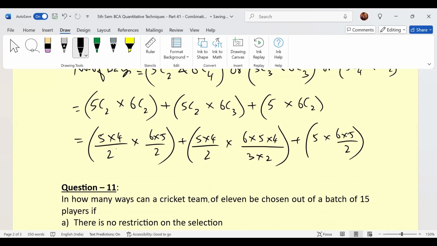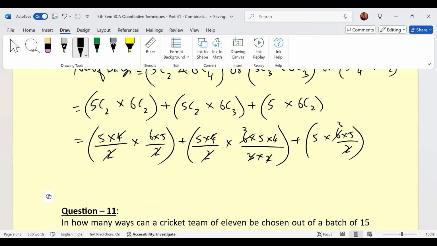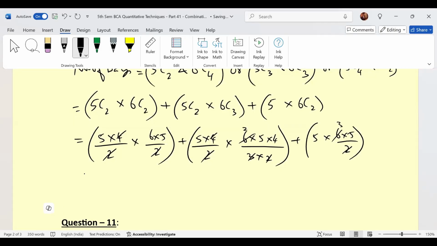So if we evaluate this, we will get 30 into 5, 150. Here it is 20 into 2, 40, 40 into 5, 200. This is 15 into 5, 75. So if we add this, we will get 425 ways. That will be the solution for this.